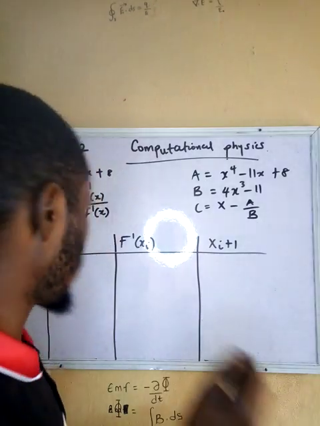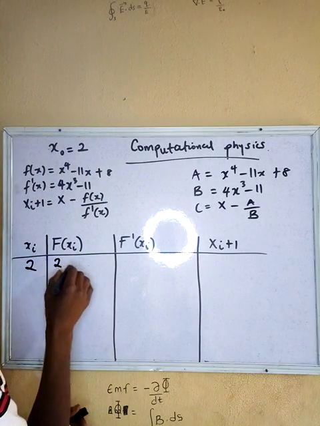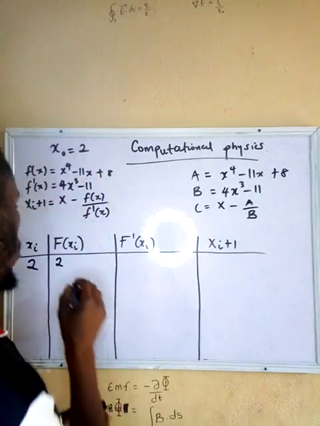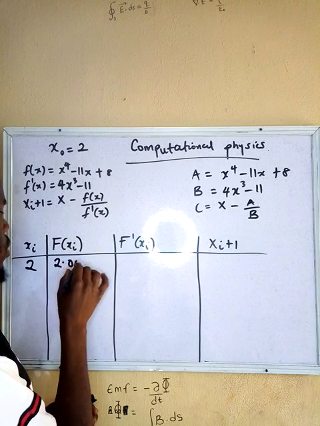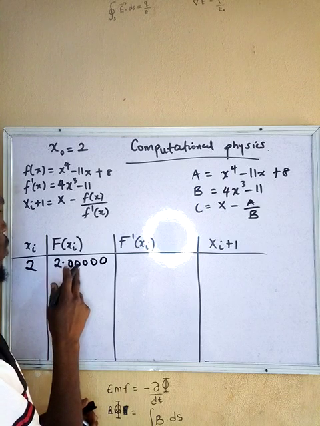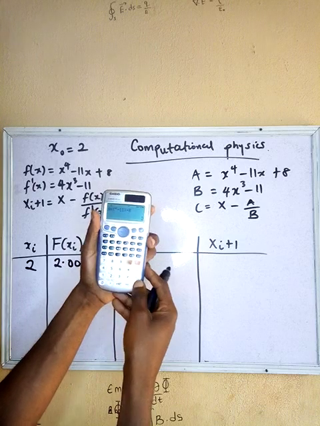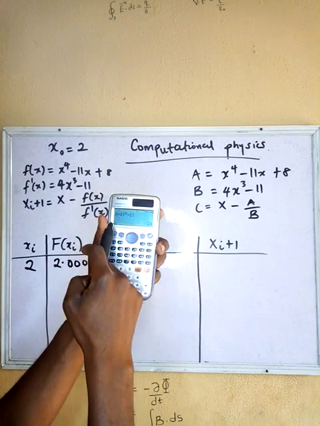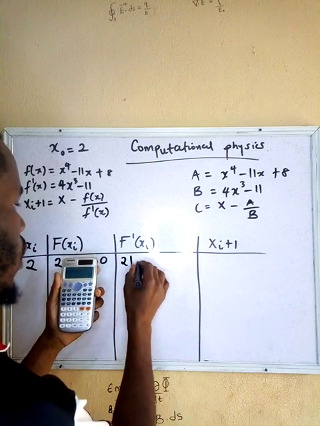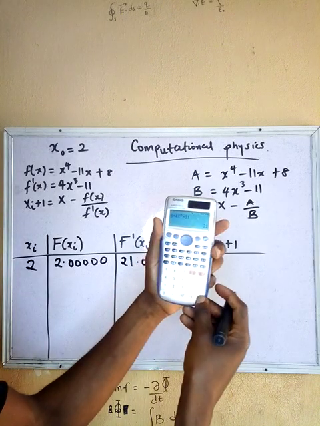Our initial guess, 2, will return f of x as 2. But our question said we should give the answer to 5 decimal places, so it becomes 2.00000. Next, from the calculator, press the equality sign. Then it gives you the f prime of x, which is 21, so we have 21.00000 to make it 5 decimal places.